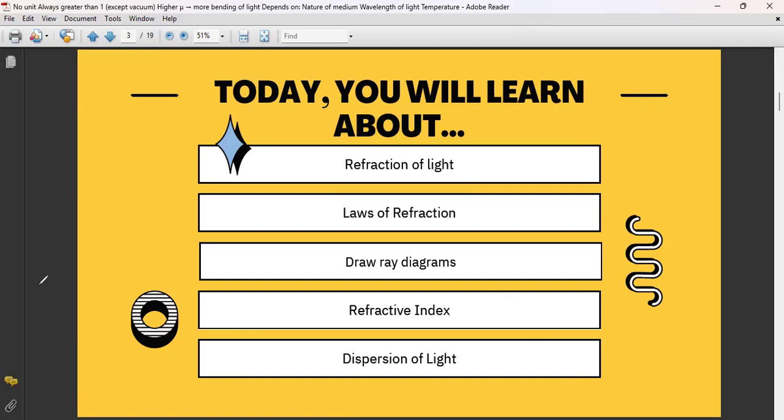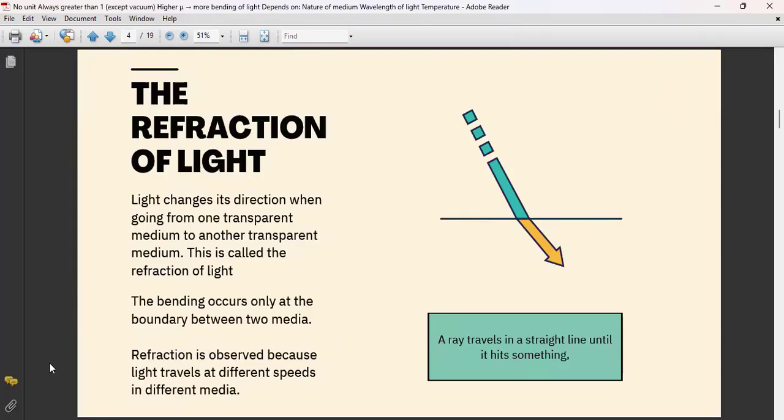Okay. So moving on to the next part, starting with the refraction of light. Now, what does refraction of light mean? Whenever light changes its direction when going from one transparent medium to another transparent medium, this is called the refraction of light.